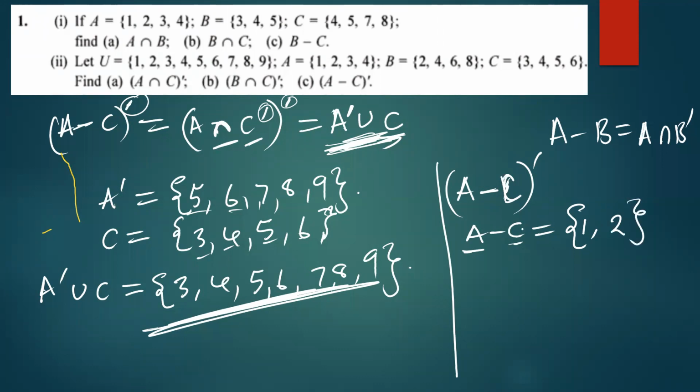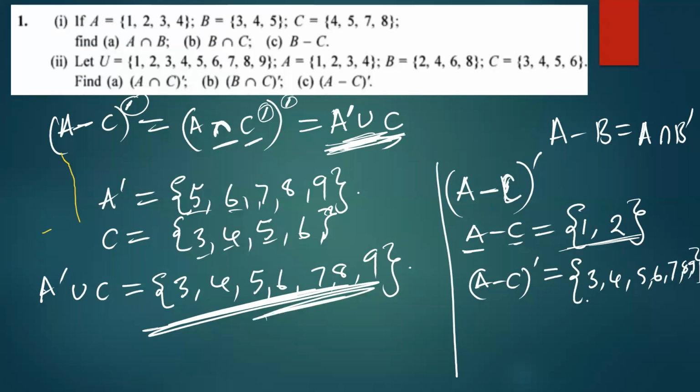Now to find the complement of this set, meaning we're going to list all the elements that are in the universal set, excluding those that are in this set. So we're just going to list everything starting from 3. So we have 3, 4, 5, 6, 7, 8, 9. So this is the set. As you can see, we have found the same answer.